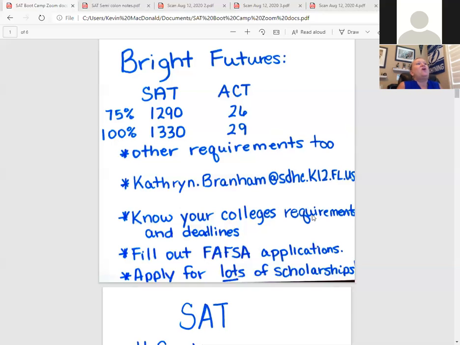Also, there are tons of scholarships. Some of them are fill out a form. Some of them are write a paragraph, 300 words. Some of them are more extensive. Some of them are show yourself volunteering, show pictures of yourself volunteering at two different times. Some of them are very serious.